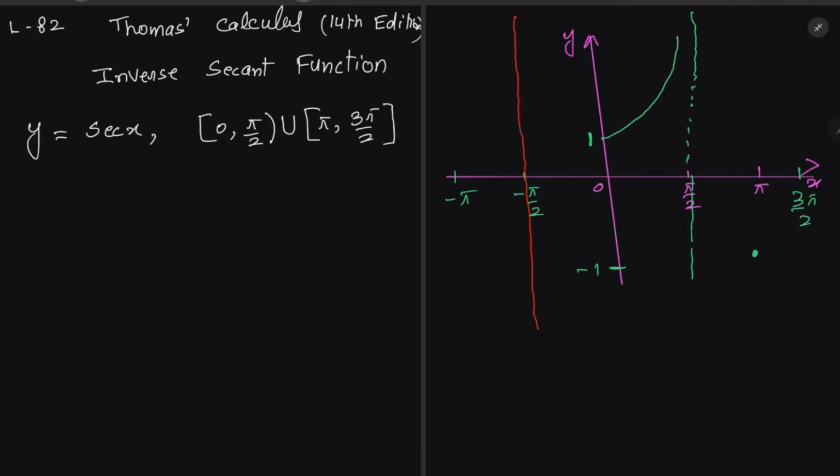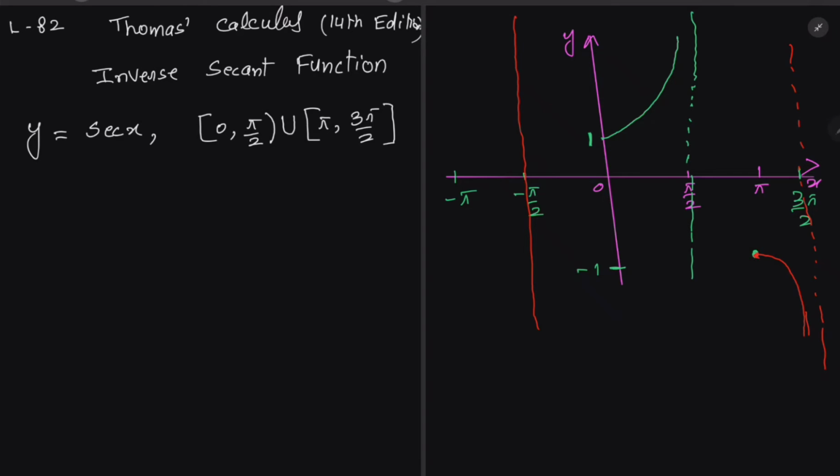The function starts from here. When it starts from here, it moves towards negative and concave down, and it should not touch 3 pi by 2. The reason is this is its wall, a vertical asymptote. And on the other side, from pi by 2 to pi, the function looks like this, but it does not pass the horizontal line test. It passes through 2 points. So we remove the other branch of that function too.